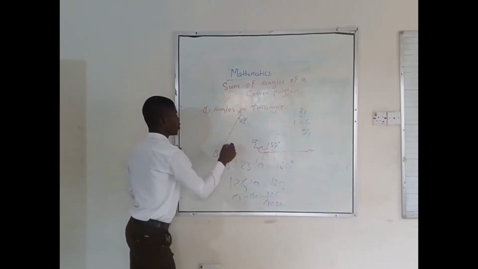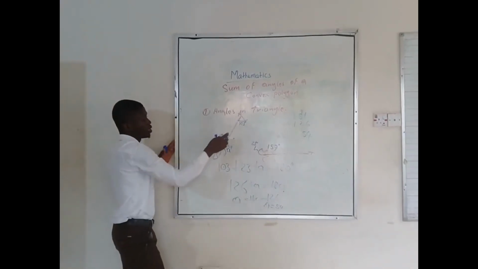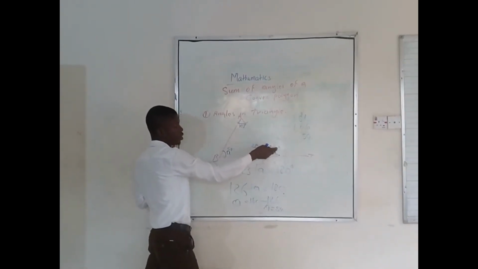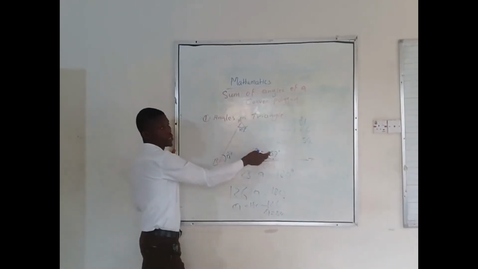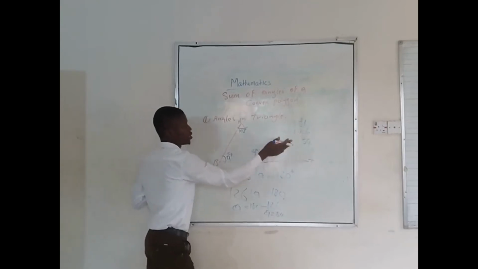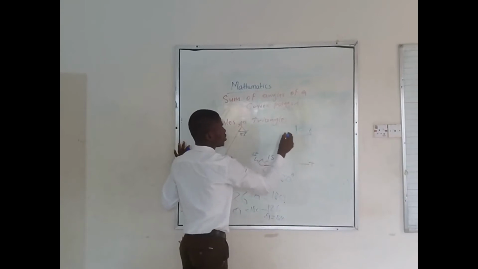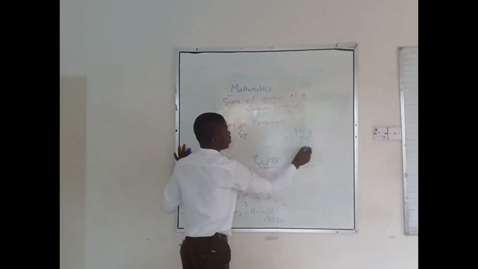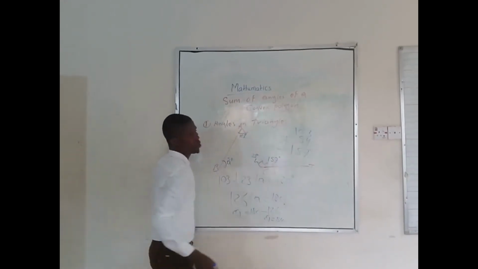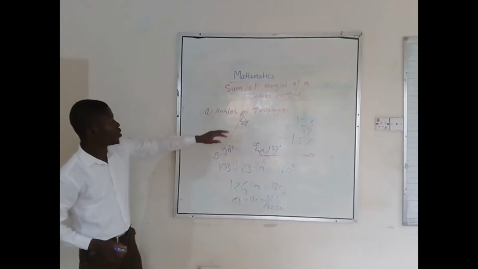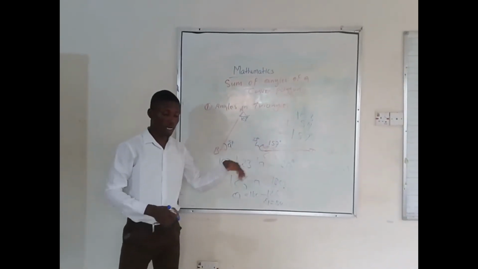So here is 54. Remember the law that the sum of the two opposite interior angles equals one exterior angle. If I add 103 plus 54, we get 157. So we get 157 degrees. So the sum of these two opposite angles equals one exterior angle.